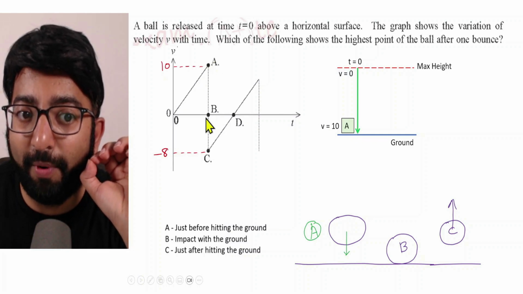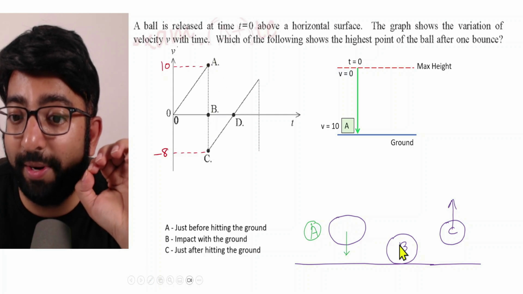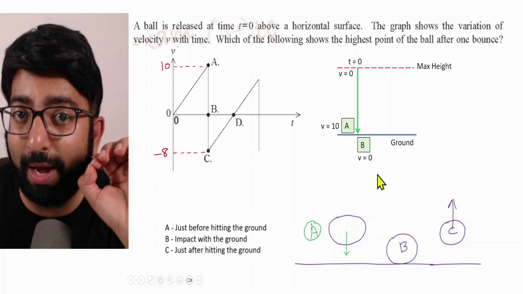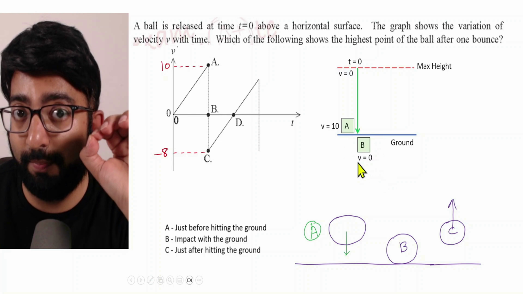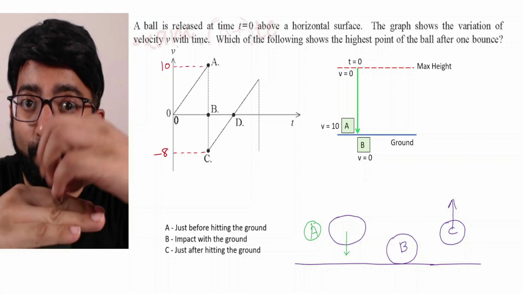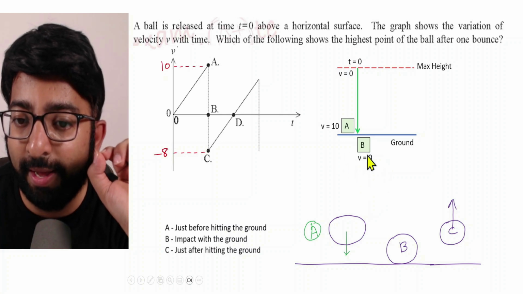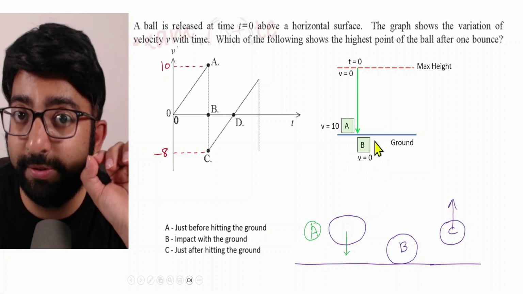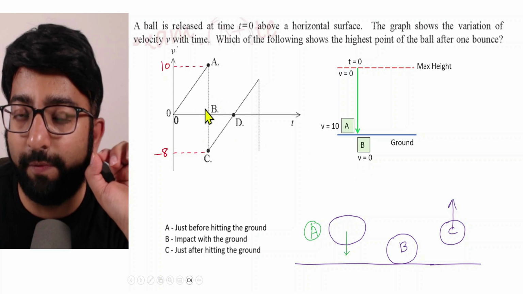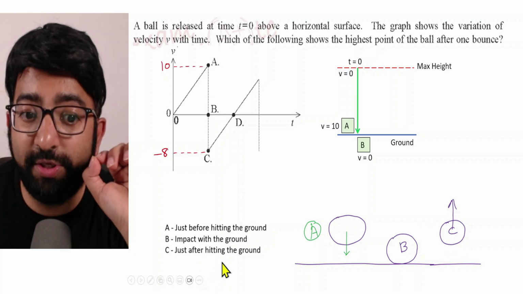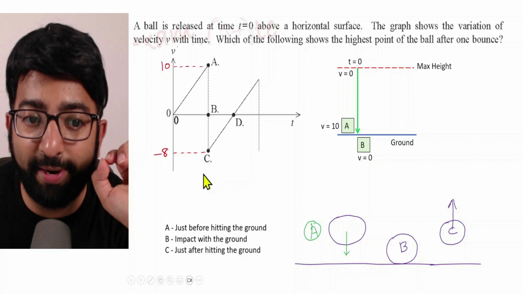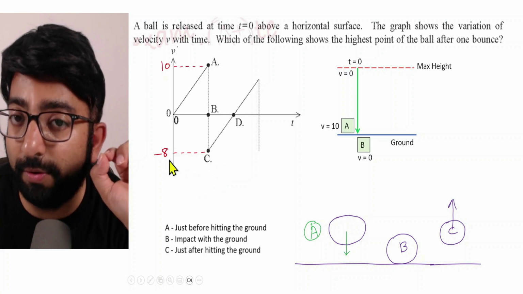After point A, the point B comes. B is the point where the actual impact with the ground happens. Whenever that happens, when the ball is making contact with the ground, the ball will instantaneously be at rest. So we can say at the point B, velocity is 0, which is also shown in the graph. Now C is the point which is just after hitting the ground. At the point C, the velocity is negative according to this graph.